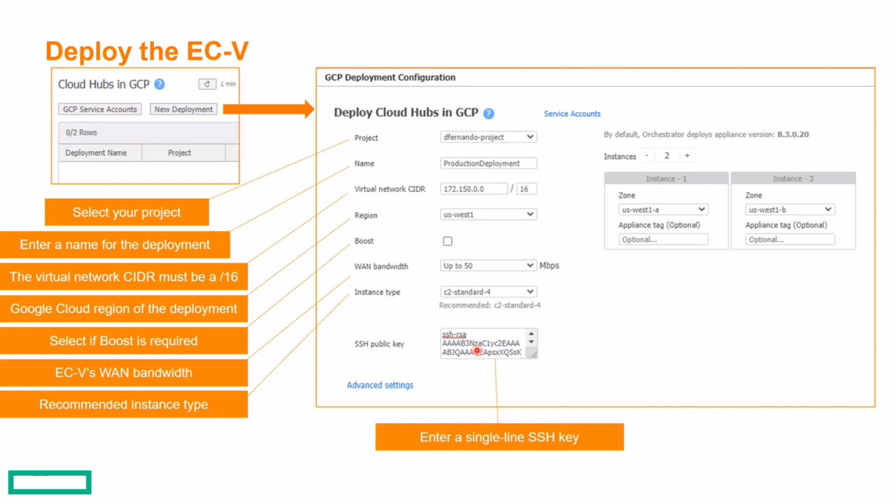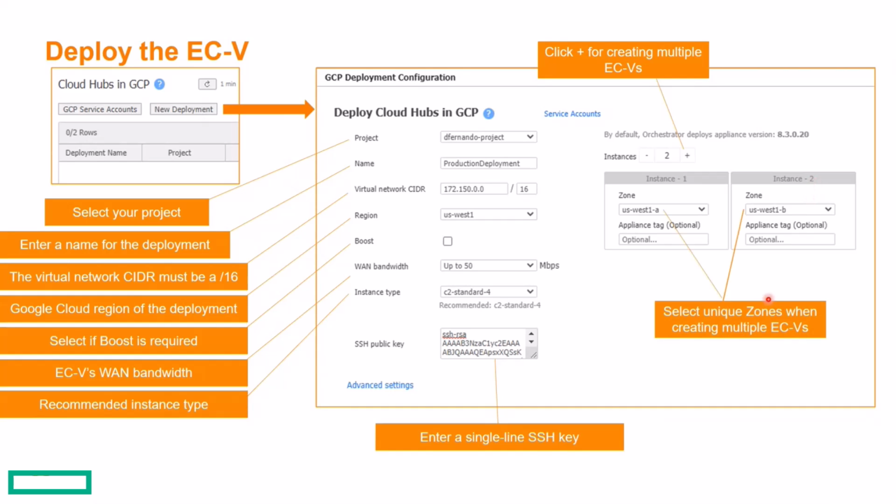And then for a multi-EC-V deployment, if you need multiple EC-Vs in the same region, you just click plus add. You just click the plus button here, which will open up this window here that shows that, okay, this is the second instance. And then it's important that you deploy each Edge Connect in a unique zone so that it can withstand a zone level failure in Google Cloud.